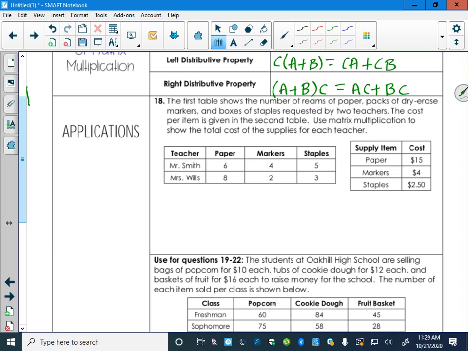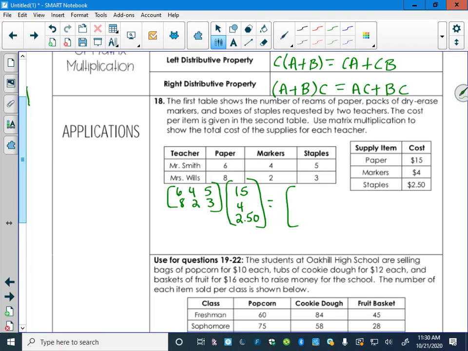All right, so this matrix right here, I'm just going to take the numbers out. So I got 6, 4, 5. That represents Mr. Smith. Mrs. Willis is 8, 2, and 3. I'm going to multiply it times the cost, which is $15, $4, and $2.50. This matrix is a 2 by 3. This is a 3 by 1. I can multiply.